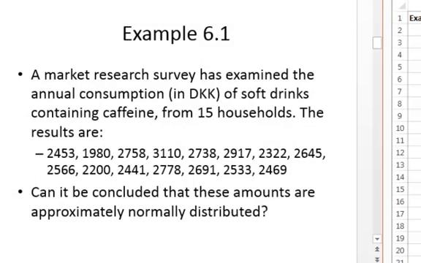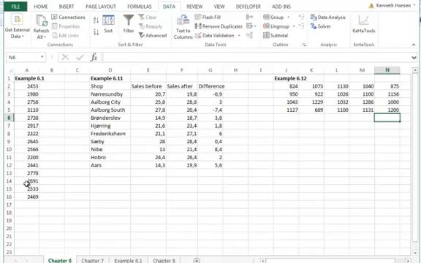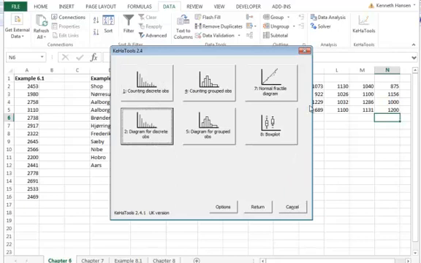So let's look at the first example. We have some observations. Are these normally distributed? Let's go over to Excel. Here I have the data typed in. In order to see whether we have a normal distribution, we need to start KeHaTools like this, go into descriptive statistics and construct a normal fractile diagram.